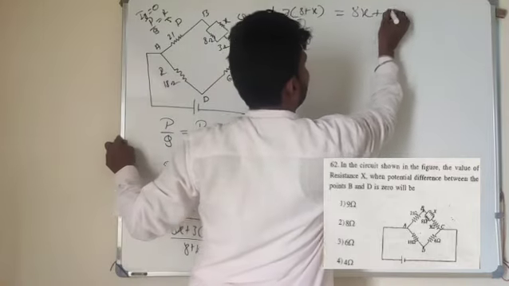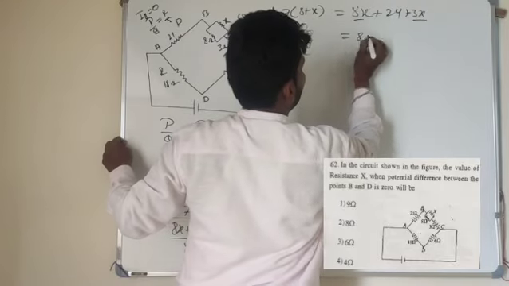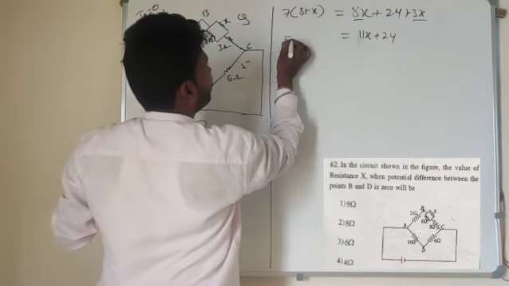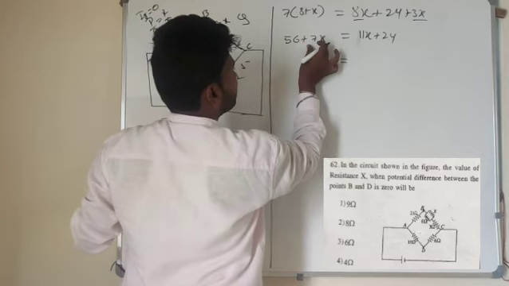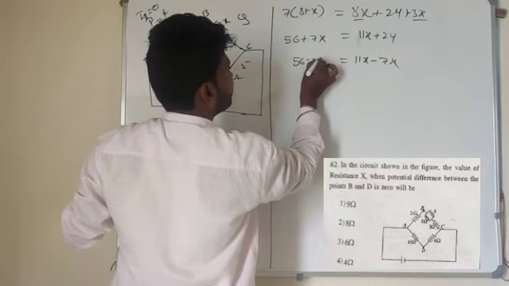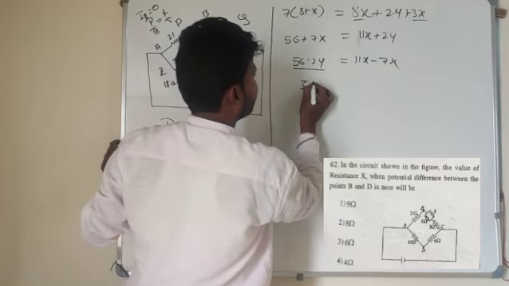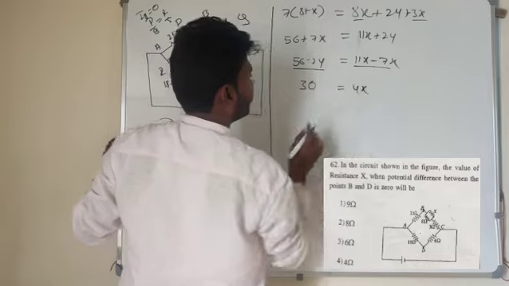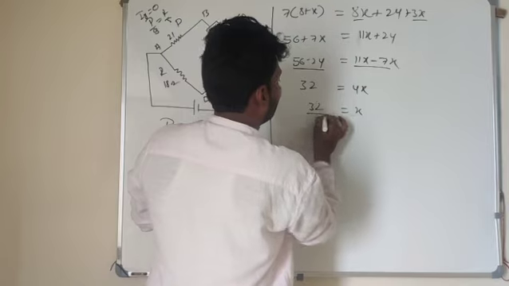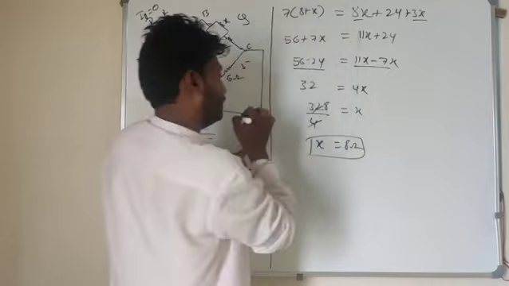3 into 8, 24 here. So plus 3x plus 8x, so that is 11x plus 24, 56 plus 7x, I will take it into right side. So minus 7x, 56 minus 24, so this is 4x here, 32. So x is equal to 32 divided by 4. So what is the value of x here? X must be 8 ohm here.